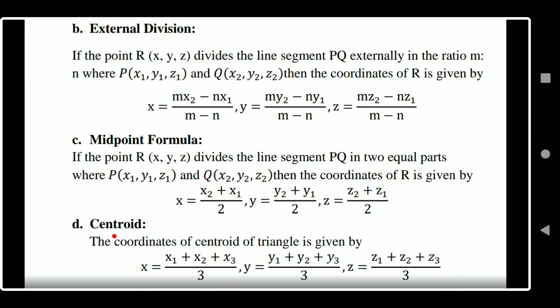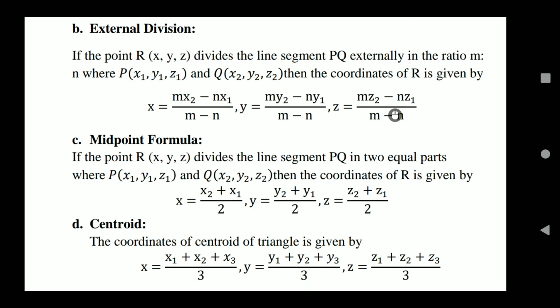Then centroid, the coordinates of center of triangle is given by x equal to (x1 plus x2 plus x3) upon 3, y is equal to (y1 plus y2 plus y3) upon 3, and z is given by (z1 plus z2 plus z3) upon 3. Clear?